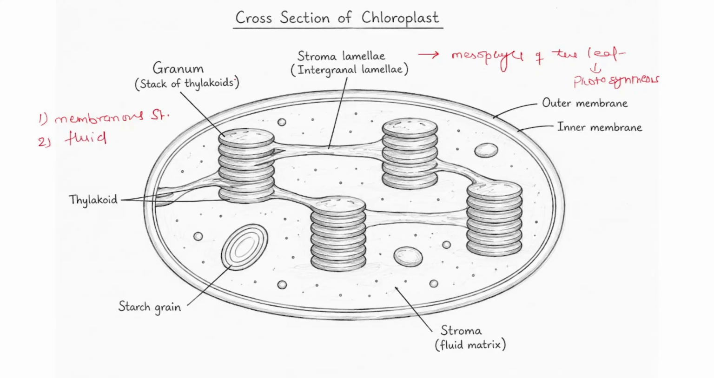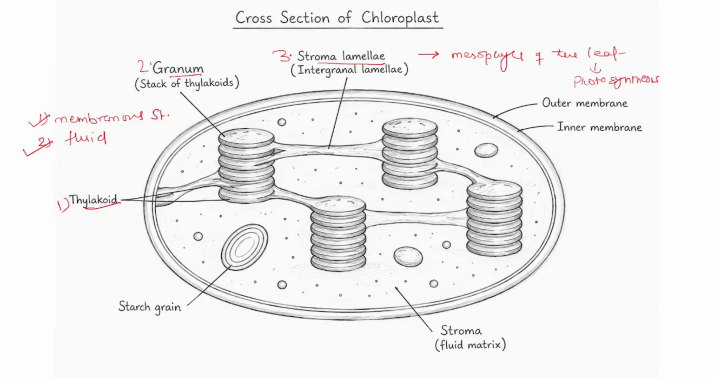Remember students, chloroplast has two major regions. First is membranous and second is fluid. The membranous structure consists of number 1, thylakoid, which is the disc or sac-like structure. Second is granum, which is the stacks of thylakoids. The thylakoids arranged one above the other are known as the stacks, and the two stacks of thylakoids are connected with stroma lamellae. These three structures are known as membranous structures, which consist of thylakoids, granum and stroma lamellae.